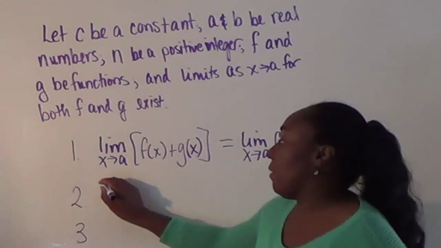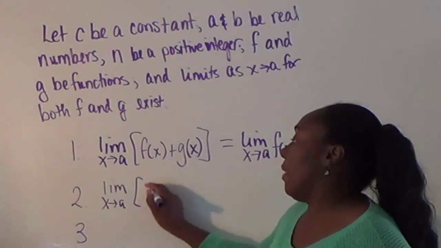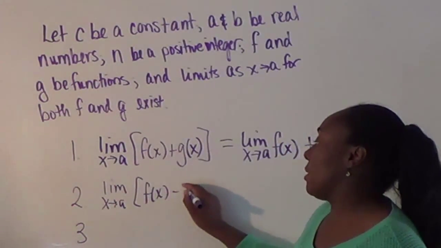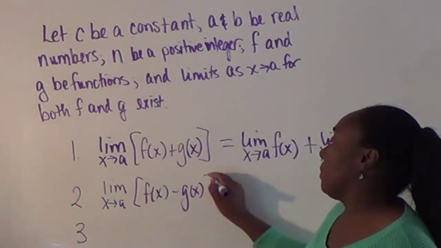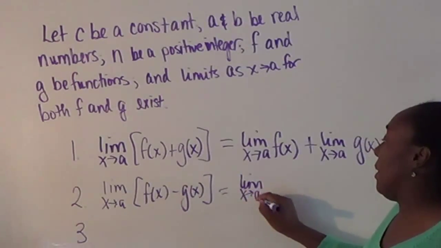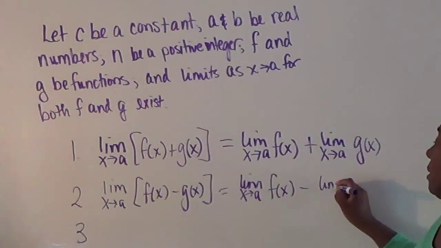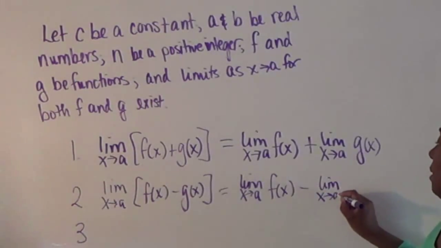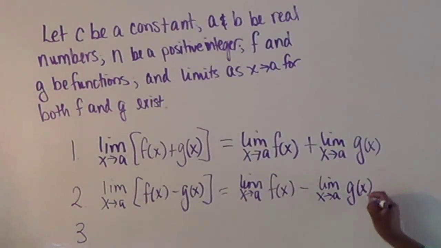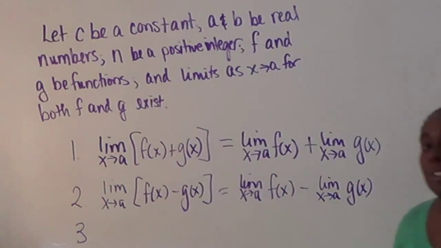Likewise, we have the same thing for subtraction. The limit as x goes to a of f of x minus g of x is going to be the limit as x goes to a of f of x minus the limit as x goes to a of g of x. So there's our two basic operations, addition and subtraction.